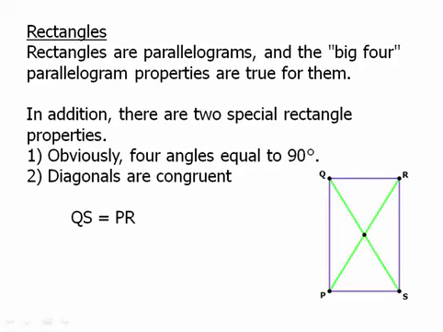So QS equals PR. And again, this diagonal property can be separated out from the others. We could have an irregular quadrilateral that doesn't have any of the big 4, doesn't have right angles, but it does have congruent diagonals. So that property can be separated out from the other 4. It's important to appreciate that.